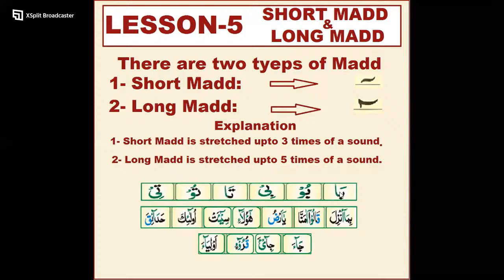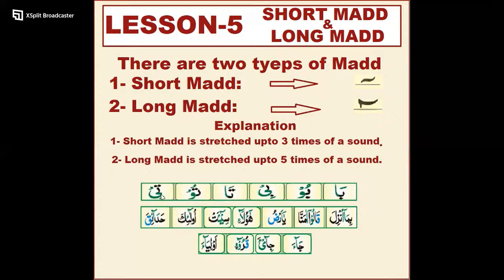One we call alif mad. When any fatha letter is joined with an alif after it, we stretch it: ba alif fatha ba. And when waw sukoon comes after any dhamma letter, we stretch a long sound: ba waw dhamma boo. And when ya sukoon comes after any kasra letter, we stretch ya long: ba ya kasra bi. And here is another: ta is alif mad, tu is waw mad, and ti is ya mad.